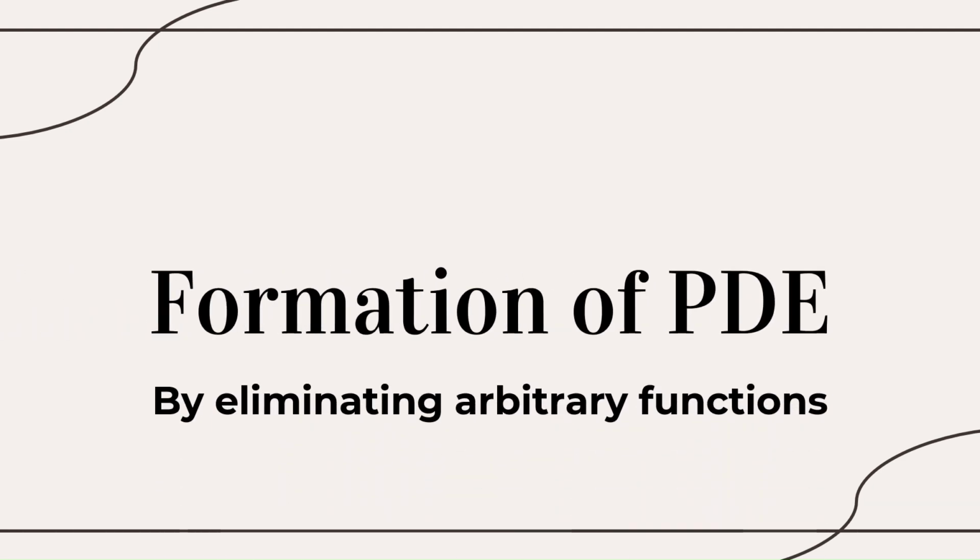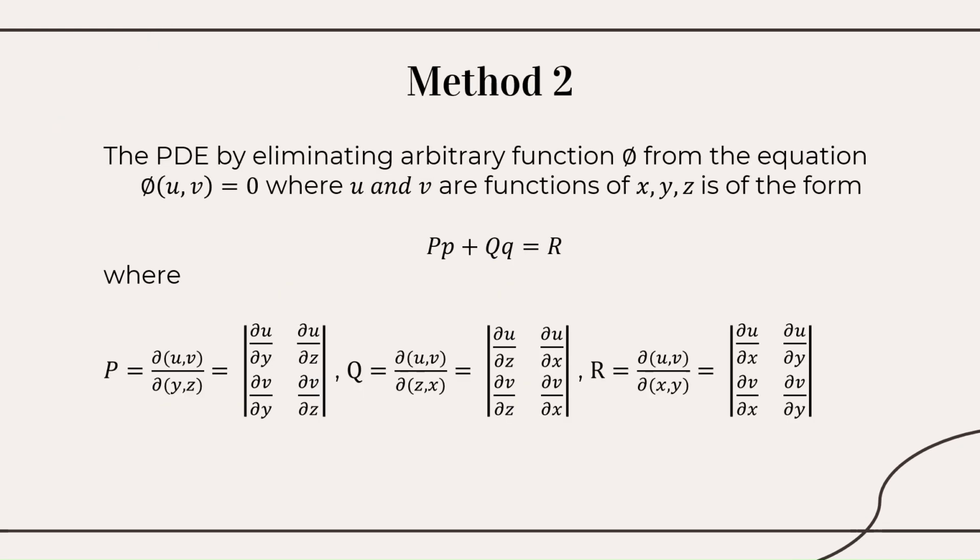In this video, we are going to see formation of partial differential equation by eliminating arbitrary function by method 2. Here method 2 is nothing but the equation is in the form of phi of u comma v is equal to 0. That is, phi is the arbitrary function, u and v are functions of x, y and z. By eliminating this arbitrary function phi, we can form a partial differential equation.